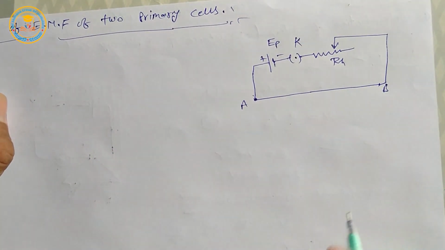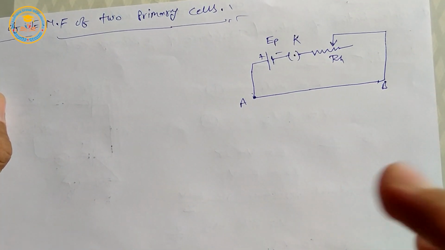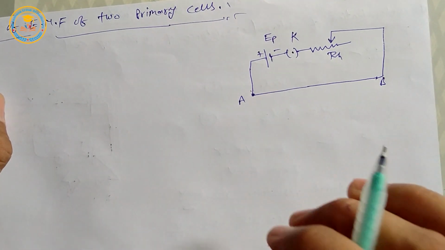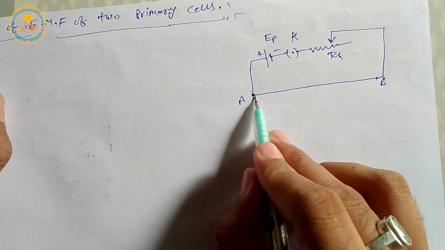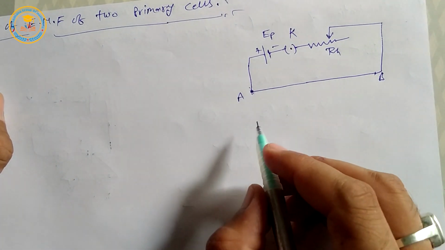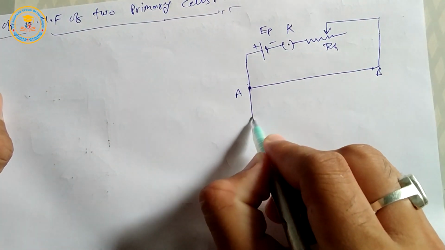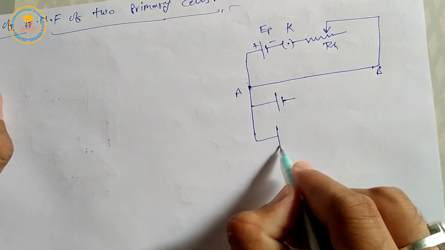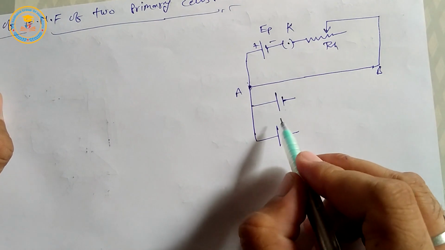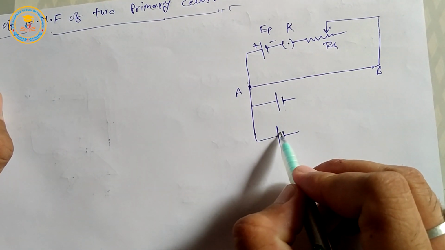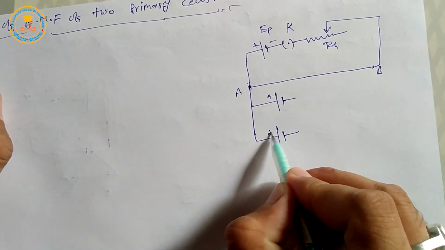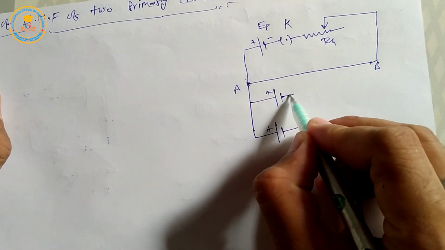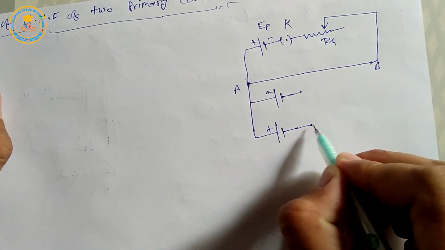Now in the secondary circuit, the positive terminals of all cells are connected to this point A. So here the positive terminals of two cells, first is E1 and second is E2. Then the positive terminals of the cells E1 and E2 connect with the point A, and the negative terminals connect with the terminals X and Z.